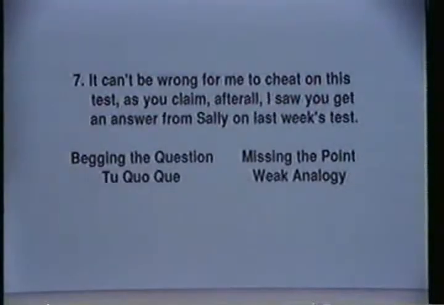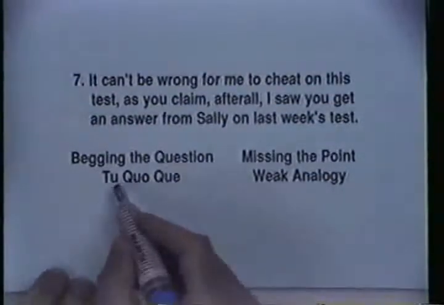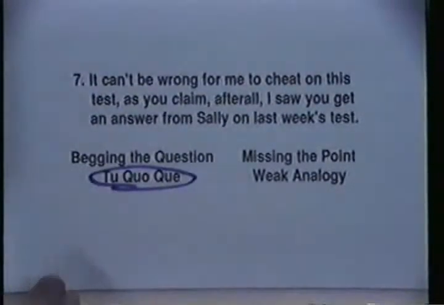Okay, number 7. It can't be wrong for me to cheat on this test as you claim. After all, I saw you get an answer from Sally on last week's test. Well, this is the famous tu quoque fallacy. You too. Remember, the idea here is that you're trying to argue that you shouldn't accept the other person's claim, namely that it's wrong for you to cheat, not on the basis that there's something wrong with the claim, but on the basis that the person who puts the claim forward, himself or herself, has cheated.